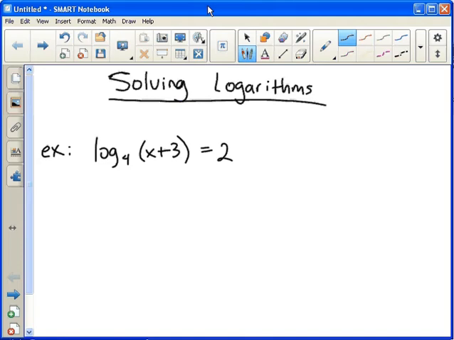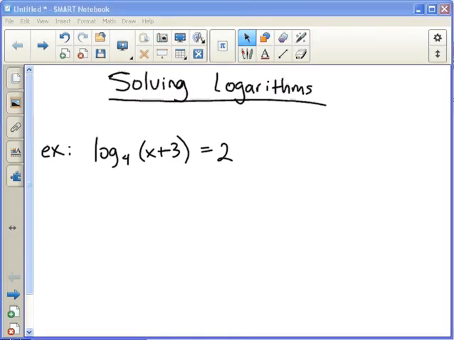We've talked about solving exponential equations. Now we're going to switch and do the opposite and solve logarithmic equations, or solve logarithms. So similar to the way we use logs to solve exponential equations, we will need to use exponentials to solve for logarithmic equations. So for example here, we have log base 4 of x plus 3 equals 2.